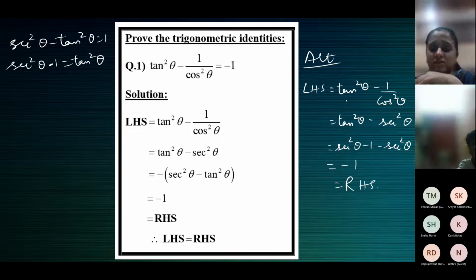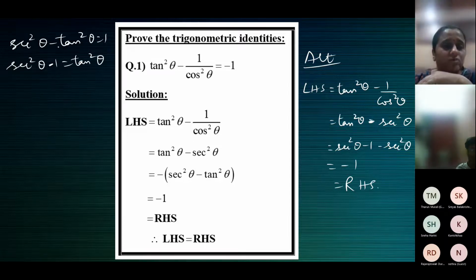So again, I've taken up the LHS, tan square theta minus 1 by cos square theta. Tan square theta as it is, minus 1 by cos square theta, secant square theta. Now what you can do is write tan square theta in terms of secant square theta minus 1. How do you know that? See here, all this is given in the introduction, children. The interpretations of trigonometric identities. There you have seen all this. So it's not new to you.